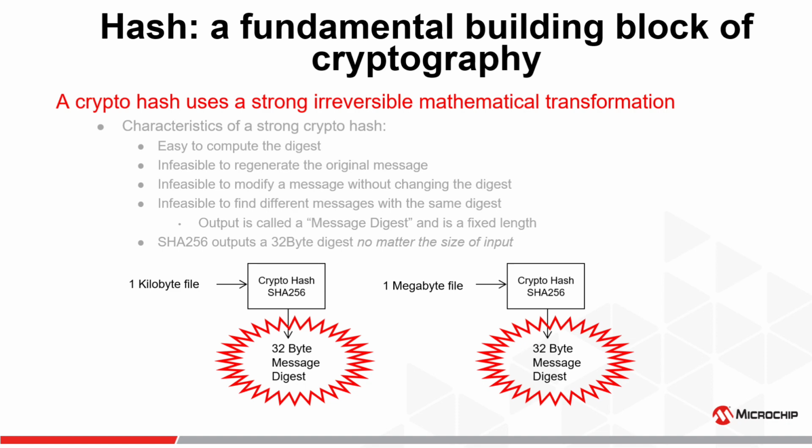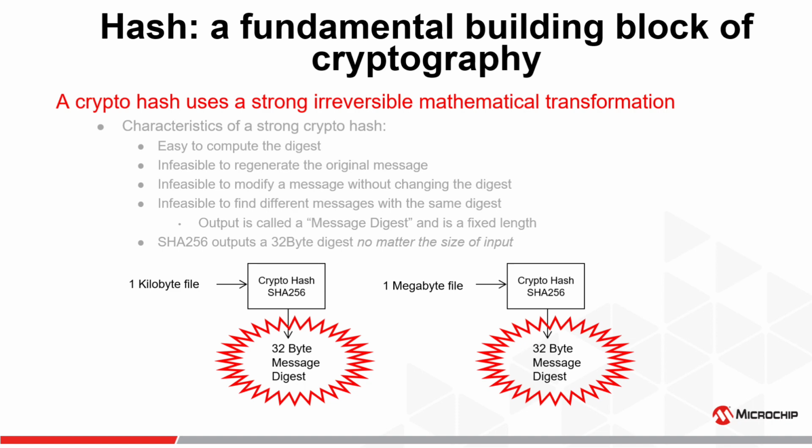You are probably already familiar with hash. A CRC, a cyclic redundancy character, is a hash, although it's not strong enough or robust enough for cryptography. A crypto hash uses a strong, irreversible mathematical transform. The characteristics of a strong crypto hash are similar to a CRC. It's easy to compute the digest. You just feed in the data, and at the end you get a fingerprint of that data. It's infeasible to regenerate the original message.